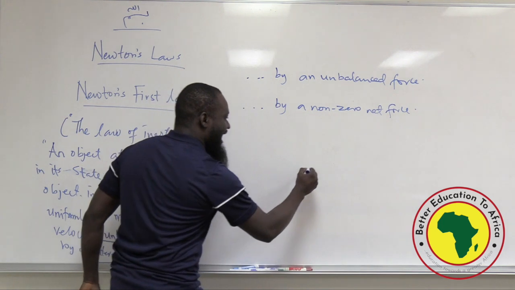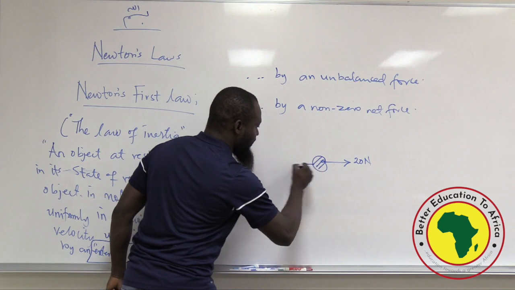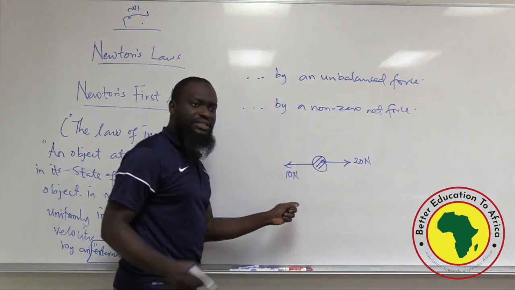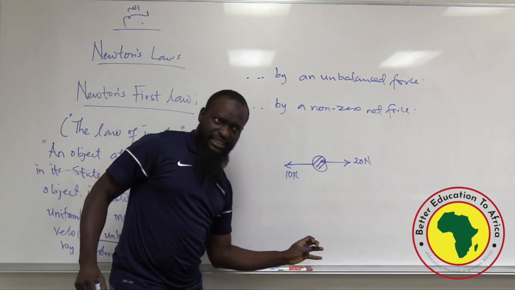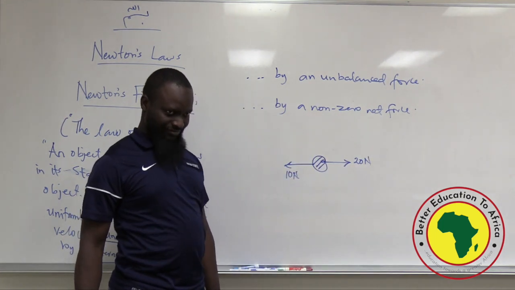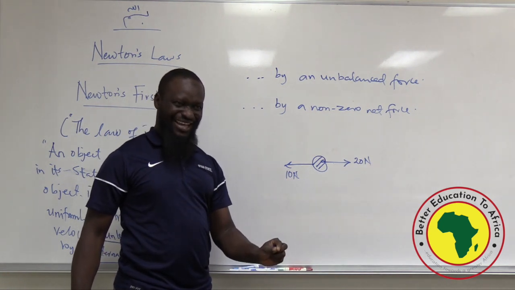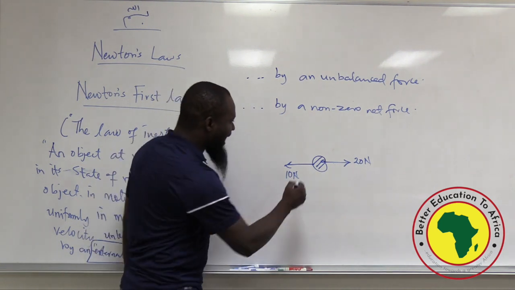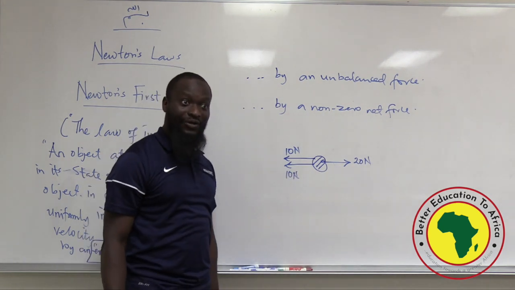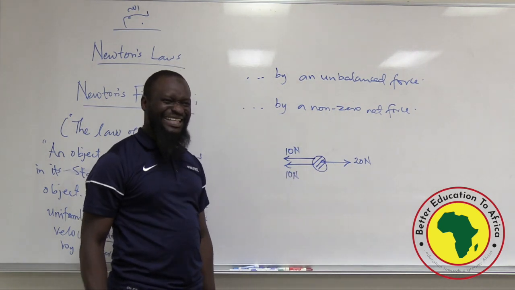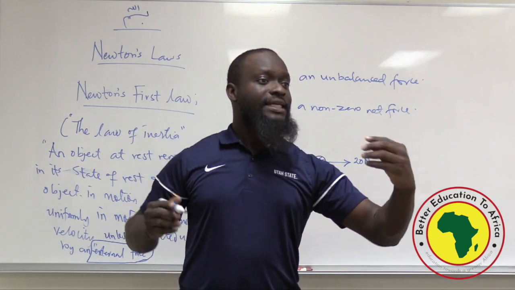Now, I have an object like this. I have a force of 20 newtons acting here. A force of 10 newtons acting here. What is the net force or the resultant force? 10 newtons towards the east. So is this object in equilibrium? No, because there is a non-zero net force. Is that okay? So this force can change the state. What if I add another 10 newtons here? What is the net force? 0. Good.